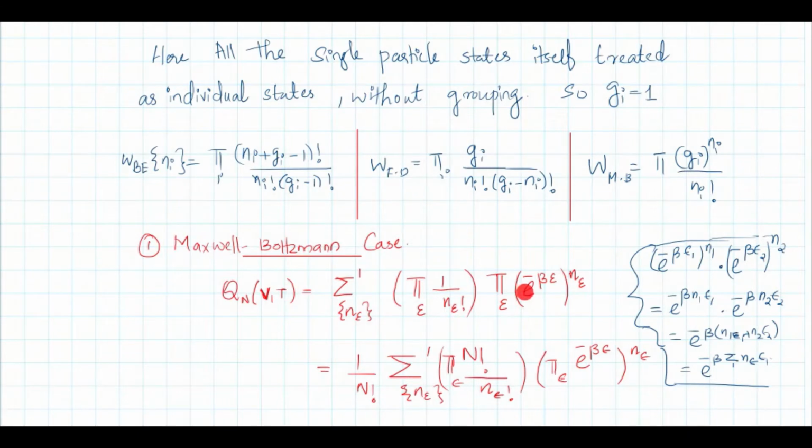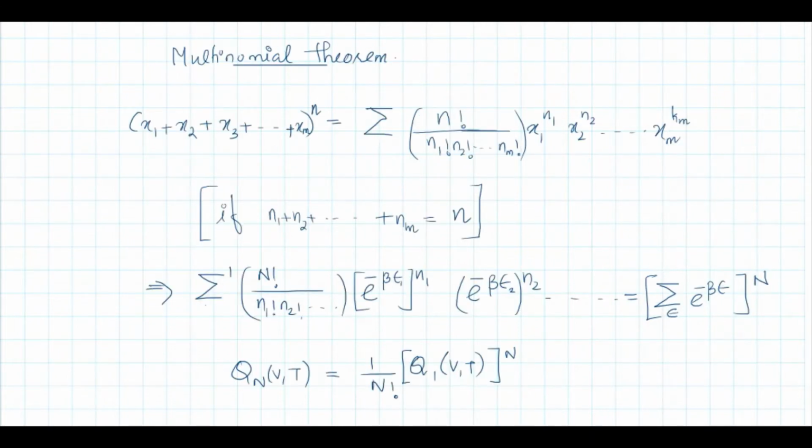That is this step. Now I can insert an n factorial in numerator and denominator. Then the equation will be like this. Now I can apply the multinomial theorem. What is the multinomial theorem? x1 plus x2 plus x3 plus etc. up to xm, raised to n, is equal to summation n factorial by n1 factorial into n2 factorial into etc. nm factorial, x1 raised to n1, x2 raised to n2, etc. xm raised to nm. Okay, this is true.